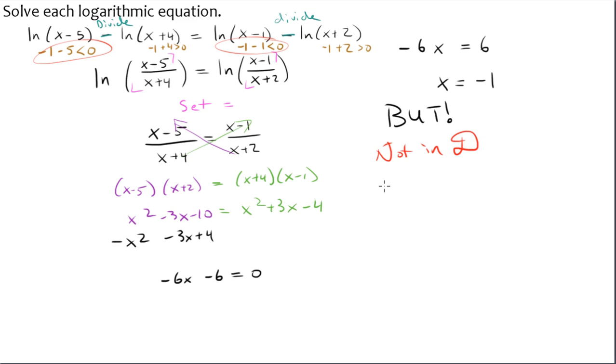So what's our solution? We have no solution. Or we would say x is equal to the empty set, and we can write it as a circle with a slash through it. Or we could say x is equal to the empty set. We draw our curly braces, but instead of putting the solution in there, we just leave them blank. And that indicates that there are no numbers that satisfy this equation and are in the domain.